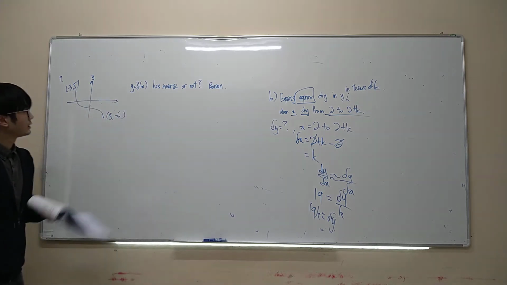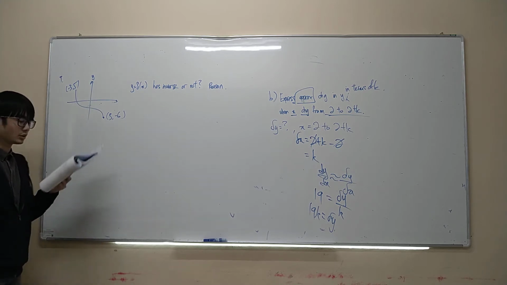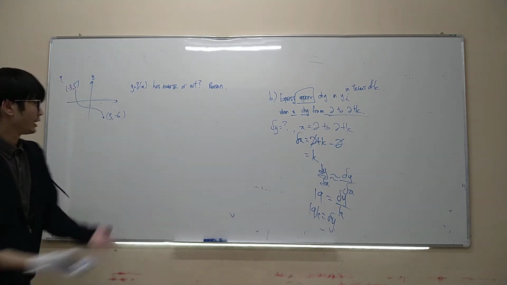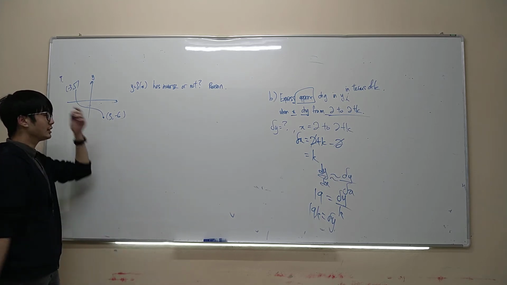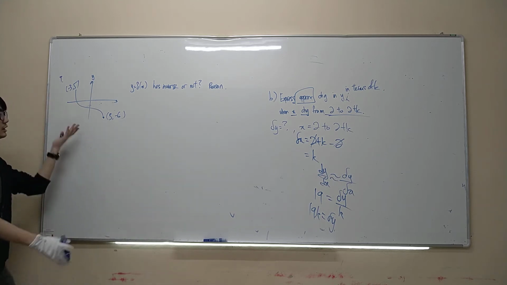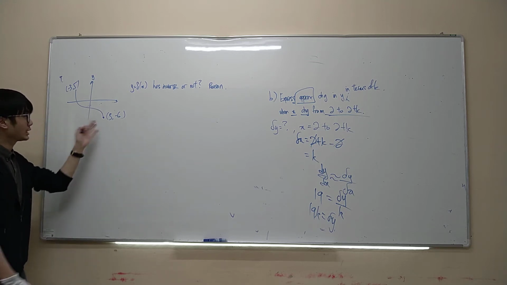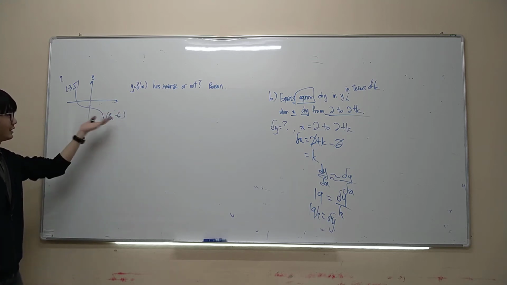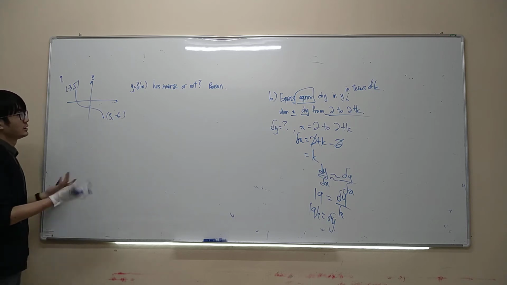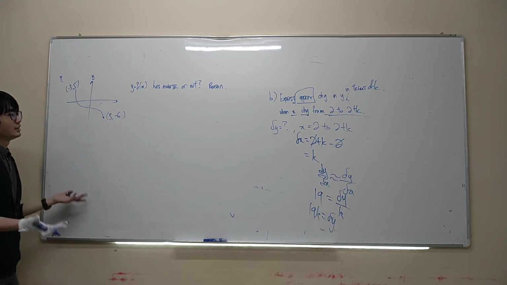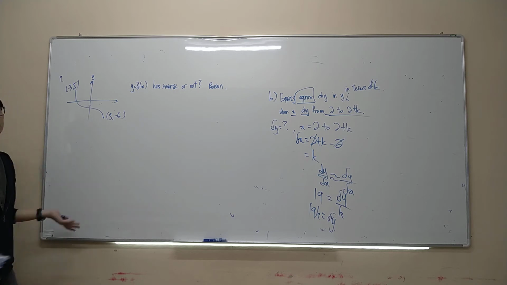Okay, this is the question. They say determine whether this graph has inverse or not, and give a reason. Like you see, this is repeated already. If you watch my previous video, this is the third time I'm explaining how to do this question. It's the same question already.